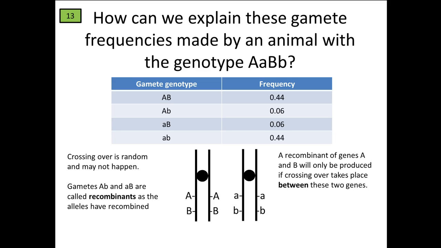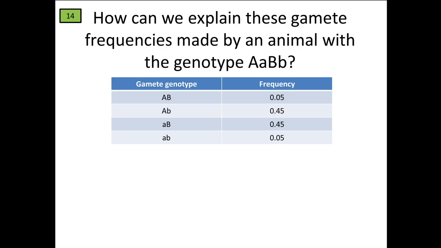So a recombinant of genes A and B will only be produced if crossing over takes place between these two genes. Yeah, that's also a good point. If they crossed over here instead, and that can happen, I'd just end up with a little a and little b on this chromosome, and therefore I'd still get a little a and little b. So crossing over has to happen at a locus somewhere between A and B for it to result in a recombinant gamete.